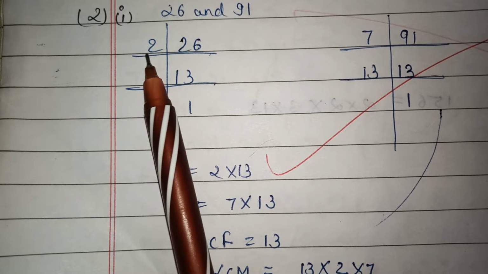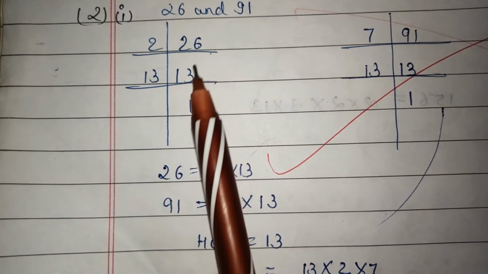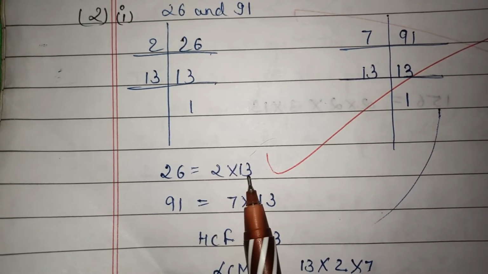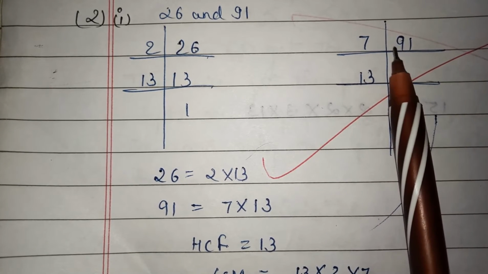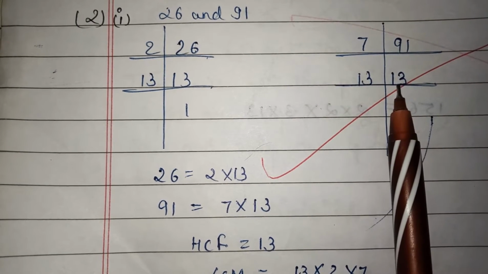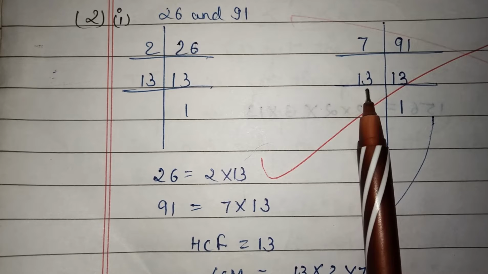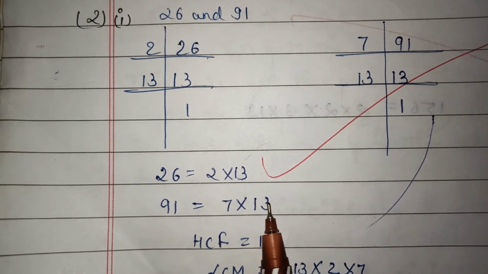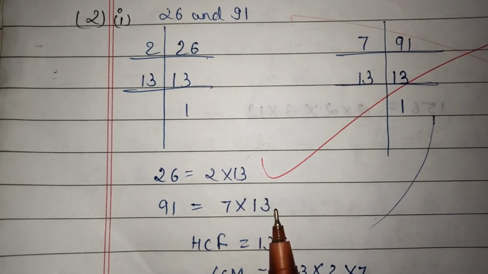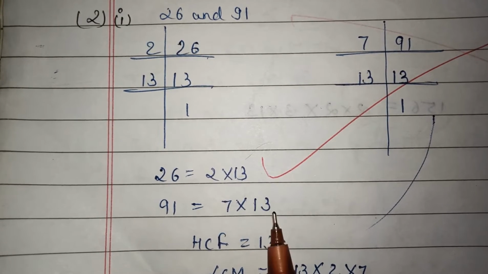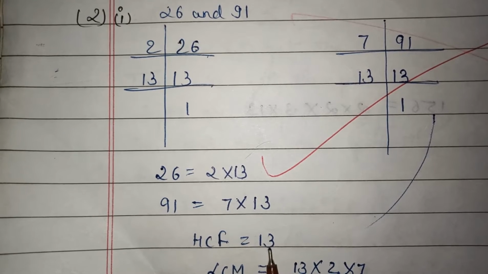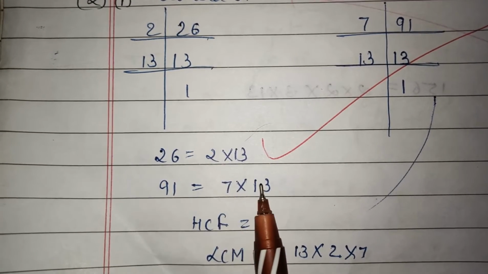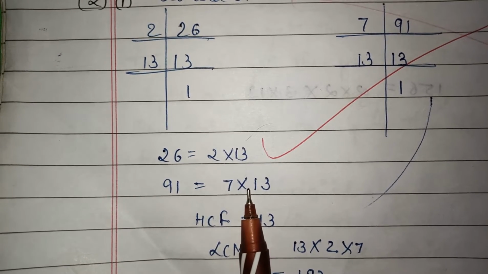Firstly, for finding the HCF, I have taken 26, so it will be divisible by 2. 2 13s are 26. Now 13 is a prime number, so 13 ones are 13. So its factors are 2 into 13. Similarly, 91 will be divisible by 7, 13. Now 13 is also a prime number, so we divide it by 13. So the factors of 91 are 7 into 13. Now we can see that both have only 13 as a common factor. So the HCF will be 13 and the LCM will be the multiplication of all these three different numbers.